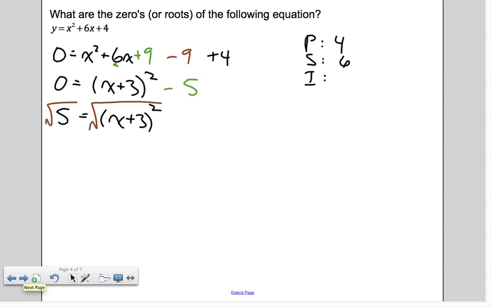Okay. So now we have, so what's the square root of 5? We're just gonna leave it as the square root of 5, because we want as precise answers as we can get, right? So you don't even need your calculators. Beauty of it. Leave it as the square root of 5 is equal to x plus 3. So now how do we solve for x?